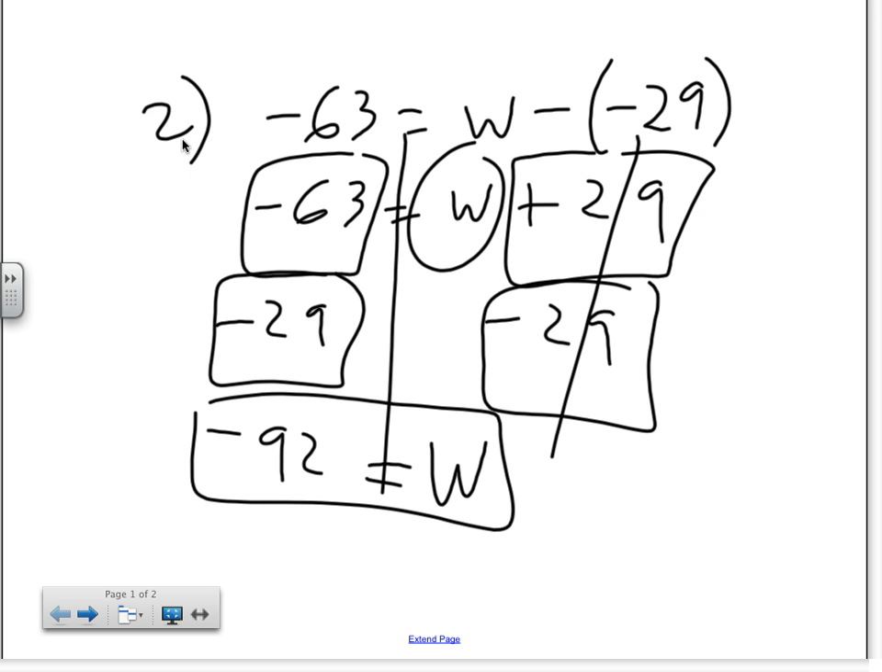Alright, moving on to number 3. Take a look at number 3. I have negative 6 times y equals negative 42. Why is it box? What box? Look, it has a box around it. Oh, it does? Don't worry about that box. It's just a frame.